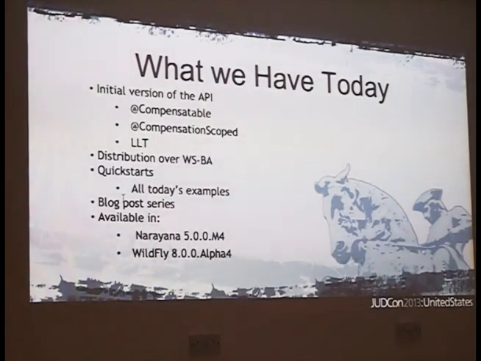So what do we have today? We've got an early version of the API which covers what I've shown you today. We've got the compensatable annotation working with the different policies, such as requires new and requires, and so on. We've got the compensation scoped injection, the CDI scope, working. And we've also got long-lived transactions working, so you can do what we did in the last example. We've got distribution working over web services, WS-BA, and it is as seamless as what you've seen today. We've also got quick starts.